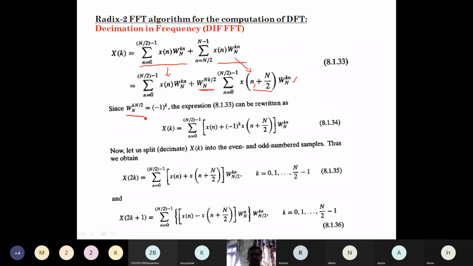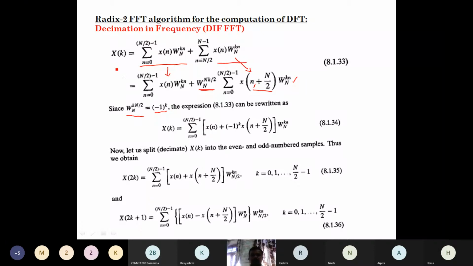Another property with respect to the twiddle factor: if you go for the sequence W_N to the power k N by 2, the overall answer is minus 1 to the power k. So by substituting this in the second half, W_N to the power N k by 2 will be replaced by minus 1 to the power k. So what is the answer?